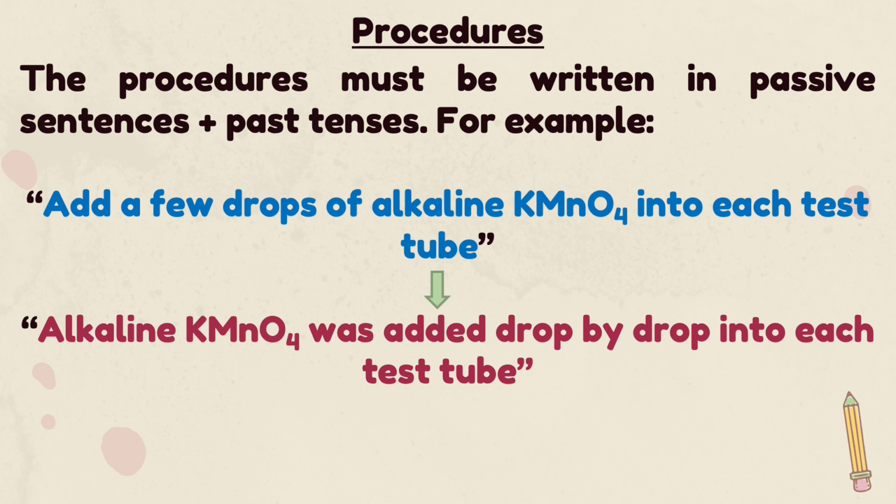Passive sentence ni sebab kita bukan nak buat ayat arahan. Ayat yang dalam lab manual tu adalah active sentence. Dia nak bagi arahan. Tapi sekarang kita dah buat. Kita tak nak bagi arahan. Kita nak macam simplifykan dia. Kita nak explain balik sahaja.